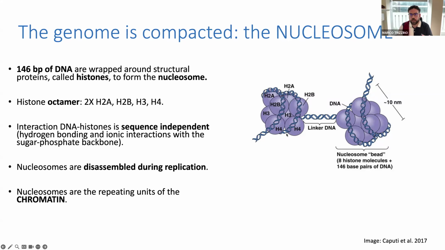They would gather together like this, and then you're going to have a very specific number of 146 base pairs of DNA, so 146 nucleotides wrapped around the histone. Then you're going to have a little bit of linker DNA, and then another one of this. So this combination of the histone octamer with the DNA wrapped around it takes the name of nucleosome.